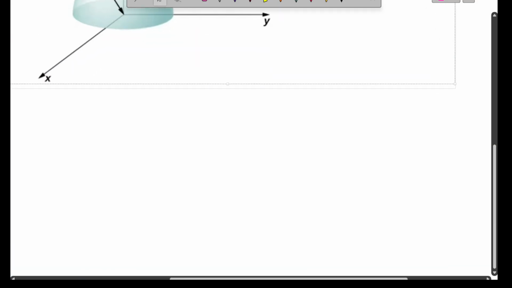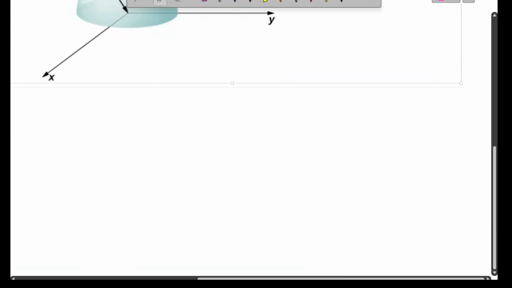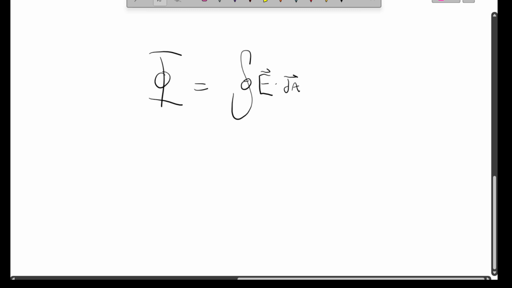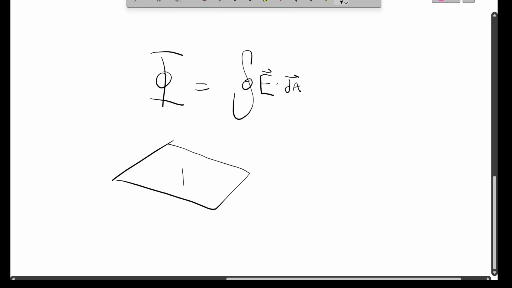So let's look at the formula first. First thing we've got to say is flux is equal to the integral of E dot dA, where, as we've discussed at a previous SI, area has a vector.